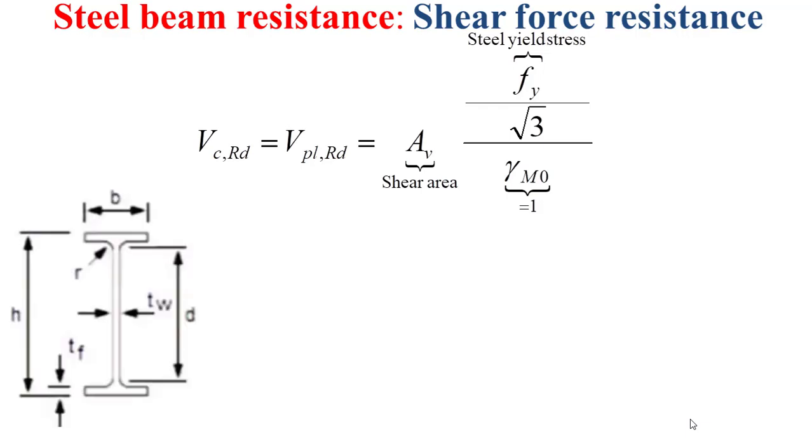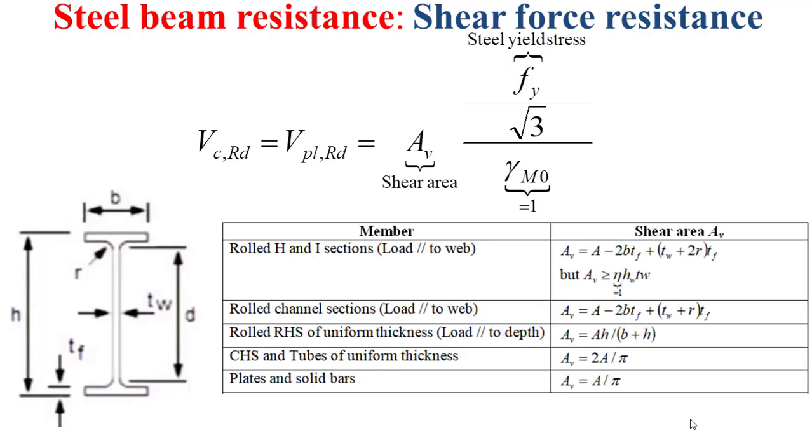So the shear area AV is determined based on the dimensions of the cross section of the steel beam, based on the table that you see now in this slide. Depending on the steel member profile, we can determine the shear area AV using the formula that you see in this table.